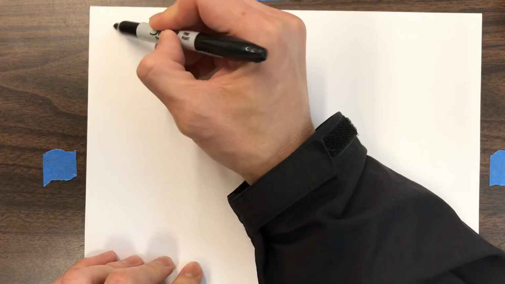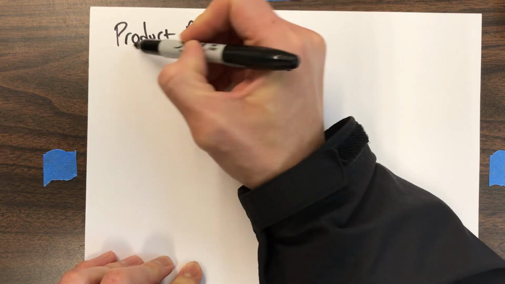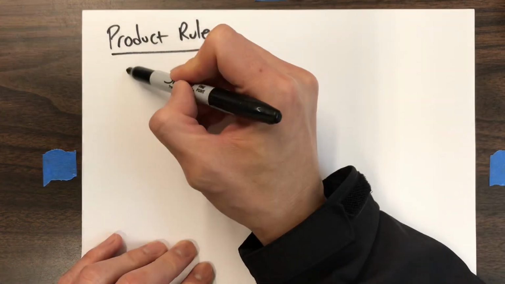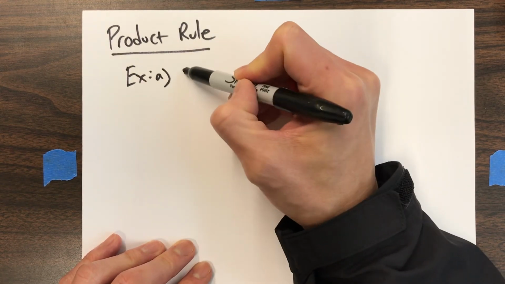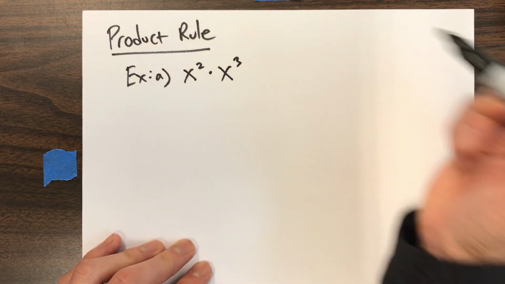So I'm going to just take you through a few examples. Well, the first thing we have is something called the product rule. Again, you have 3 rules that you're going to learn this week. This is the first one. And I think the best way to do this is with examples. Let's say we had x squared times x cubed.